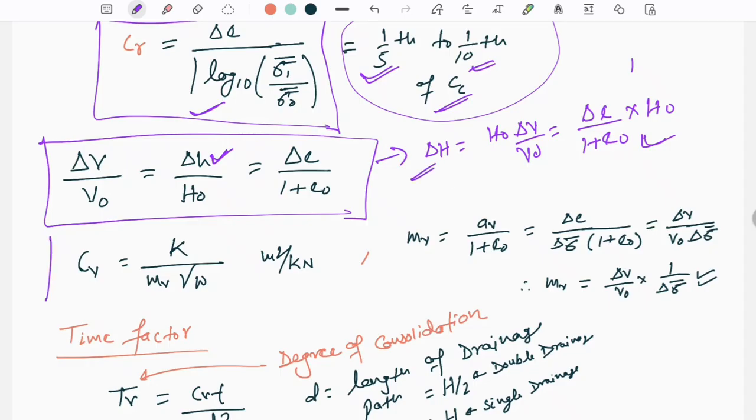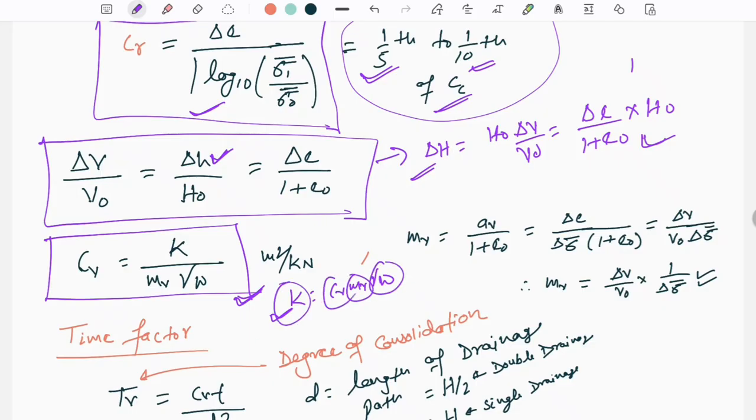Similarly, coefficient of consolidation Cv is equal to K upon Mv into gamma W. If you remember, when we discussed the permeability chapter, at that time this relation came, right? Means K is equal to Cv Mv gamma W. From this relation you can find the permeability. Again, if permeability is given, Mv is known, gamma W is known, you can find this Cv. Okay.